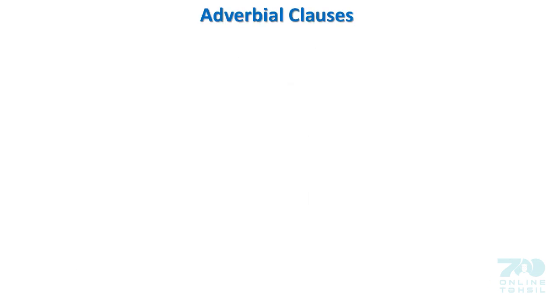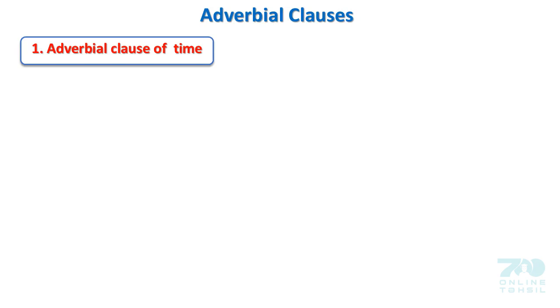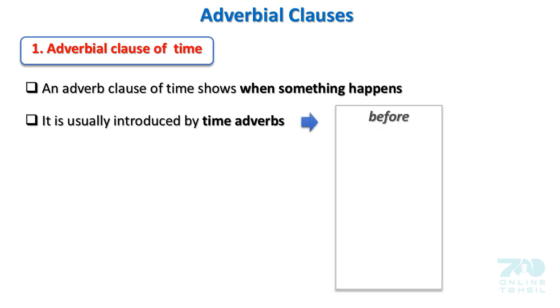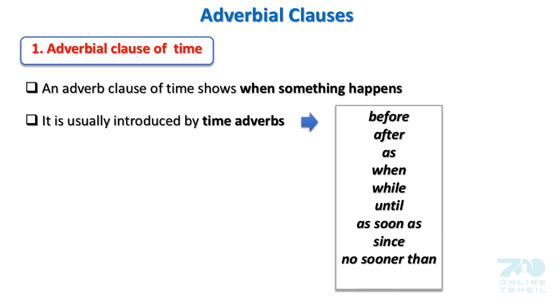Adverbial clauses. 1. Adverbial clause of time. An adverb clause of time shows when something happens. It is usually introduced by time adverbs. Examples are before, after, as, when, while, until, as soon as, since, no sooner than, as long as, etc.